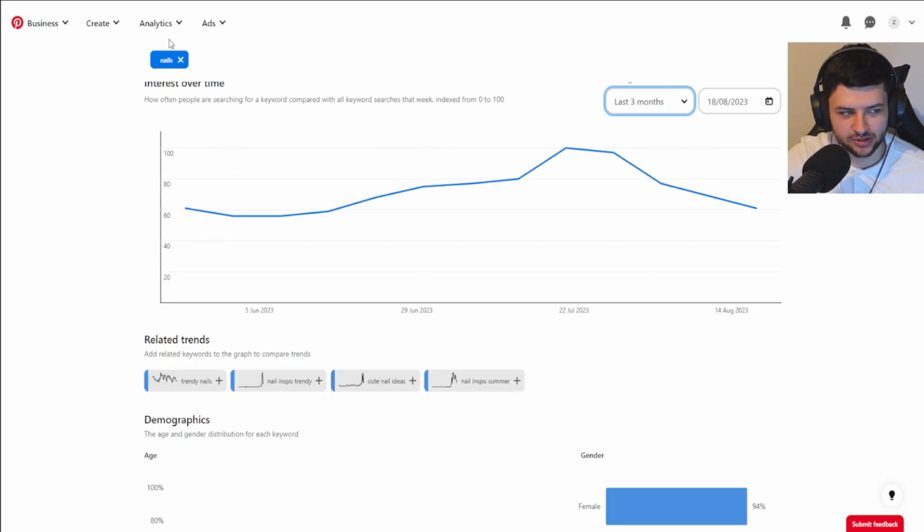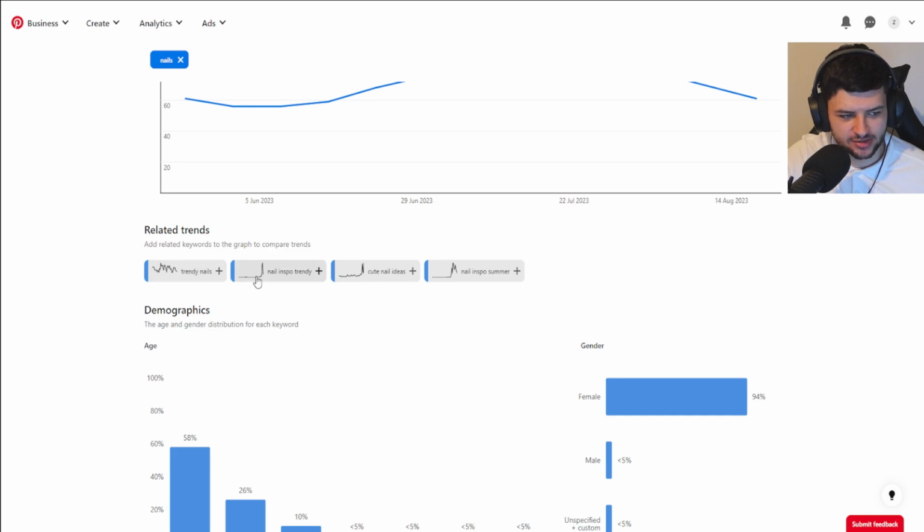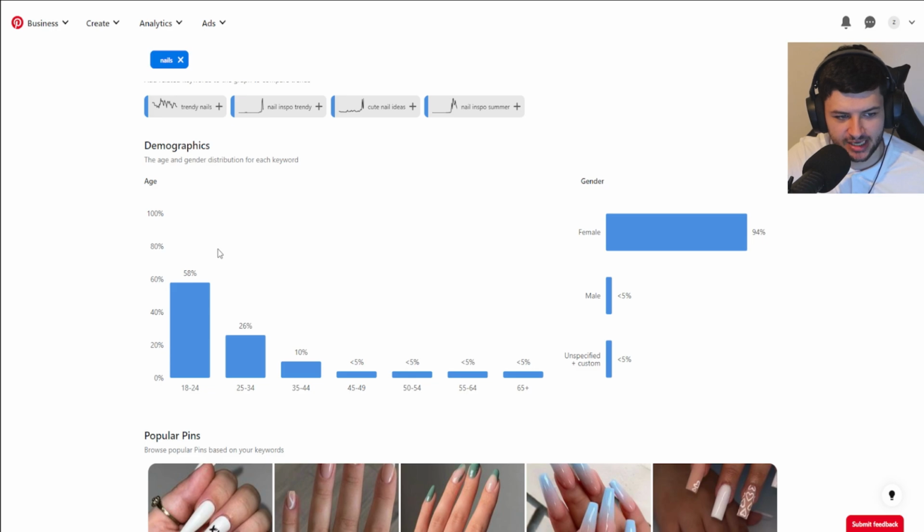Last 3 months is quite good, especially with fashion, to see what the current trends are. We can have a look at related trends, so things that we can kind of piggyback off to then also sell at the same time, see what's actually working right now. We can have a look at the demographics which are interested in this particular niche.